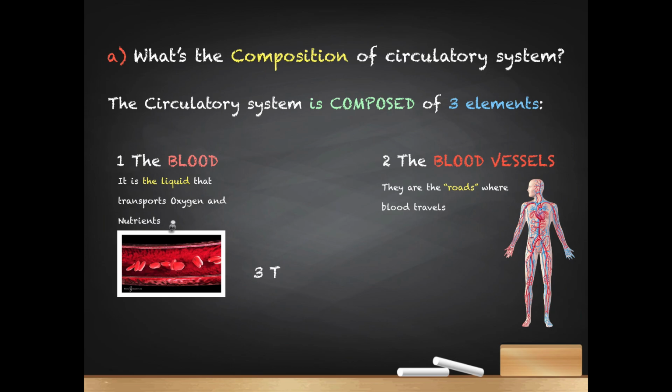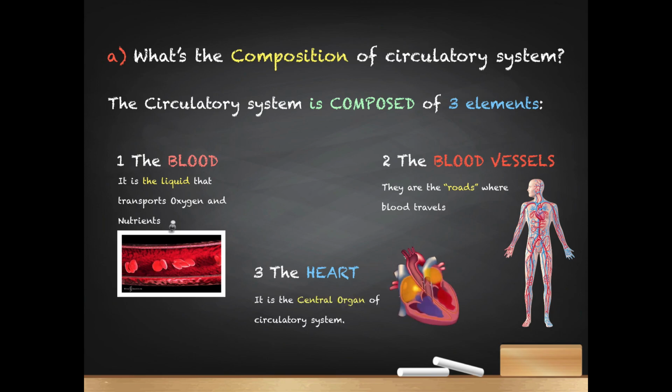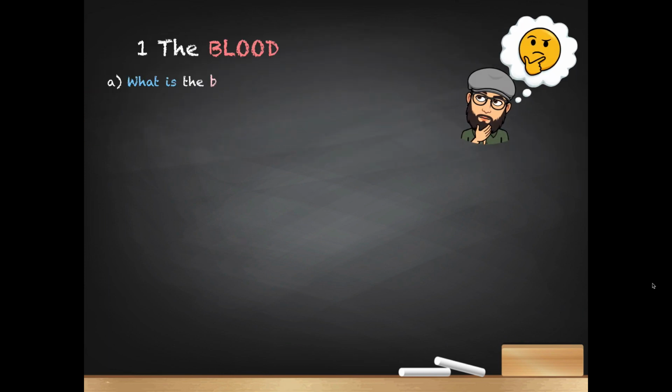And finally, number three, of course, we have the heart. The heart is the central organ of the circulatory system, okay? The heart is the most important part of our circulatory system, okay? So these are the three parts. The circulatory system is composed of blood, blood vessels, and the heart, okay? So now let's start with the first. Number one, the blood. Let's start with the blood.